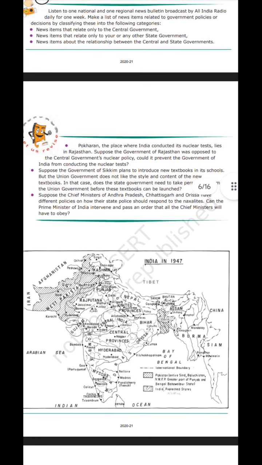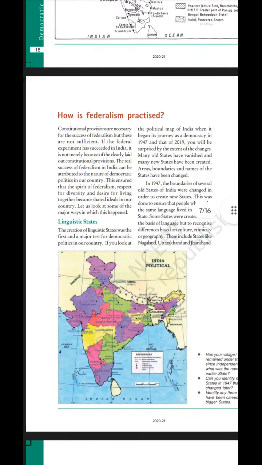Take a look at this map. India in 1947. How is federalism practiced?